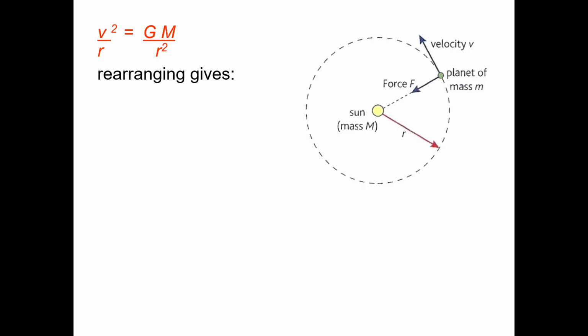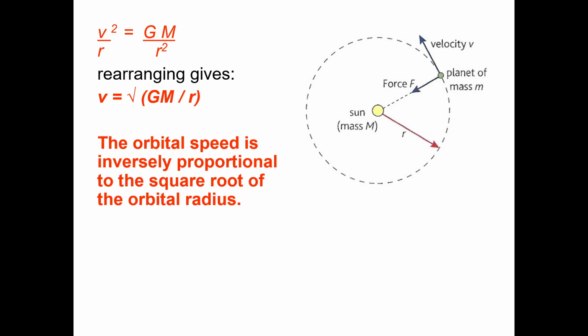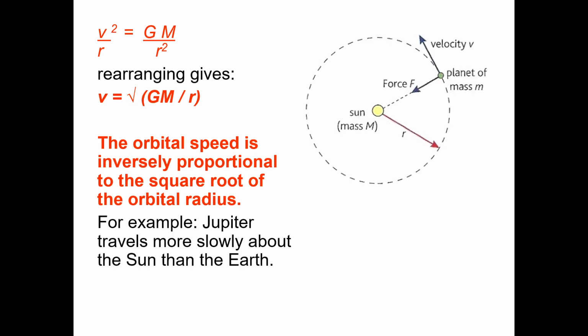So here we're going to stick together the centripetal acceleration and the gravitational field strength, and rearrange it to get the orbital speed. So the orbital speed equation is root GM over r. Now that's not given to you in the AQA exam.